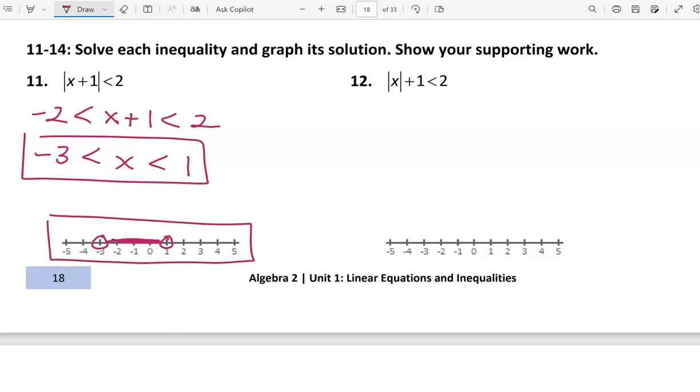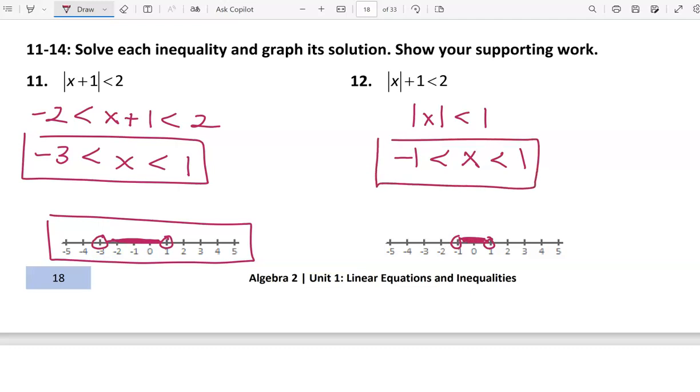All right, in number 12, we have the absolute value of x and then a +1 outside the absolute value, less than 2. We've got to isolate the absolute value first by subtracting 1, and then we can think about numbers that are inside of that absolute value. What's got to be true about those? If their absolute values are less than 1, that means their distance away from 0 is smaller than 1. Numbers that have a small distance away from 0 are sandwiched in between -1 and +1. So there's our solution, and there's the graph of the solution.